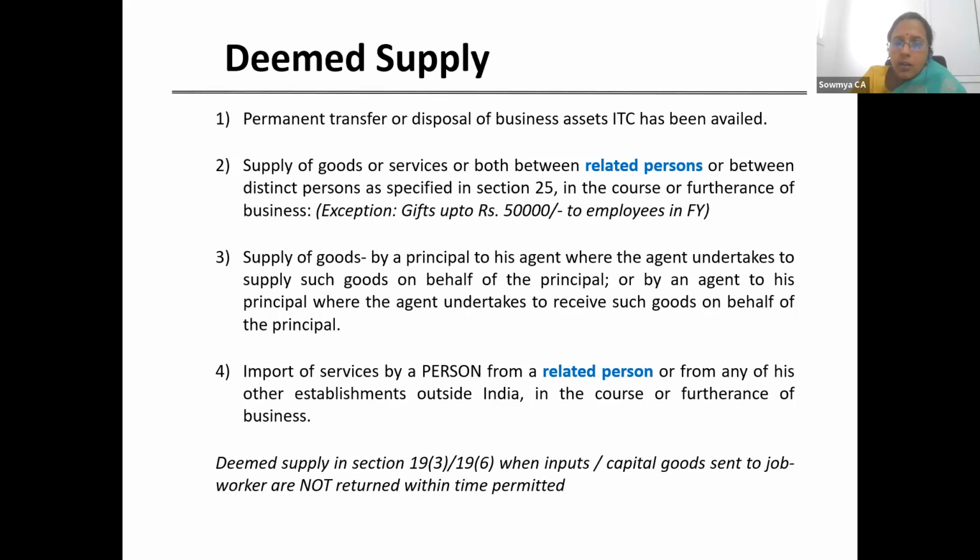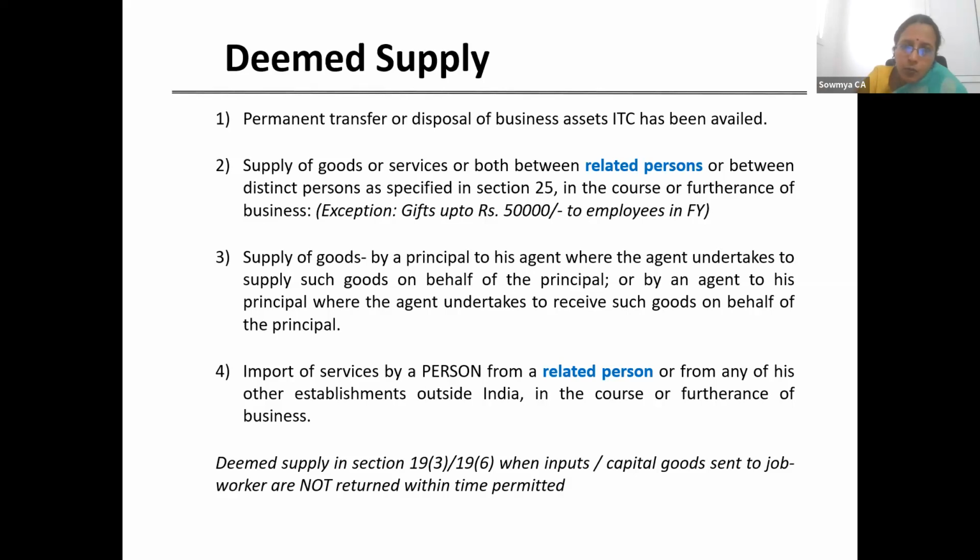The second one is supply of goods or services between related persons or distinct persons as specified in section 25 in the course of furtherance of business. Then also it is to be taxed. What are related persons is also defined. So based on the definition, whenever there is a transaction between related parties, it becomes a supply. And supply between principal and agent is also treated as supply. And import of services from a related person, even though there is no consideration, becomes a supply.